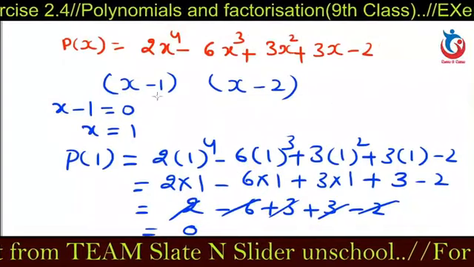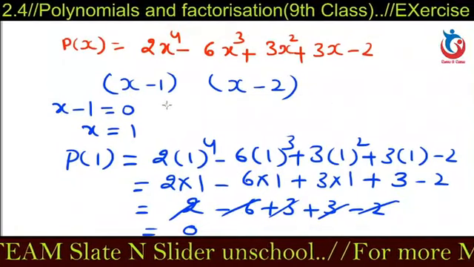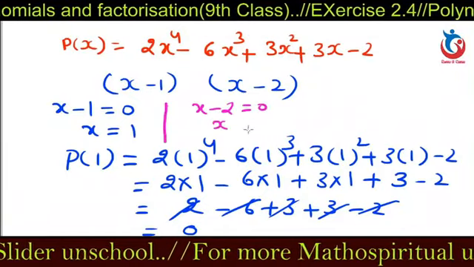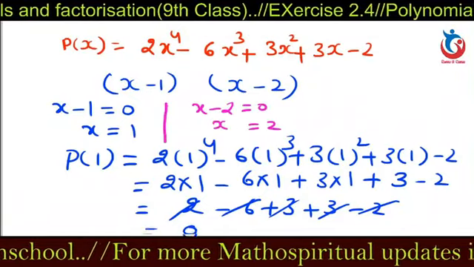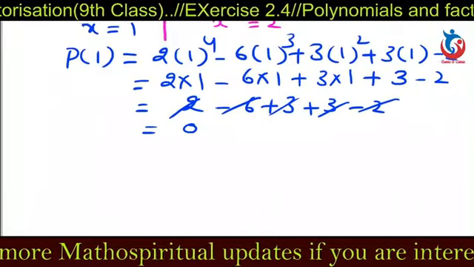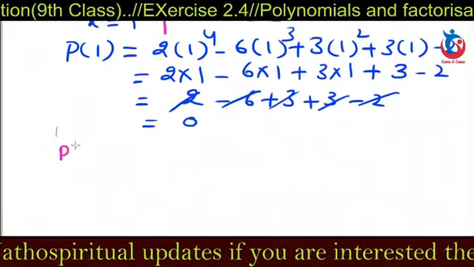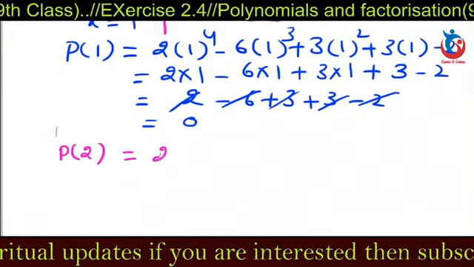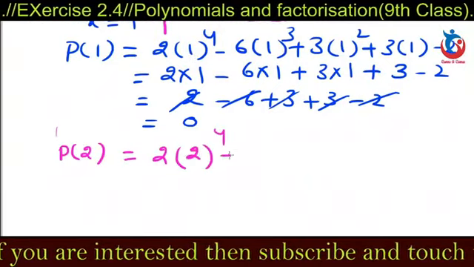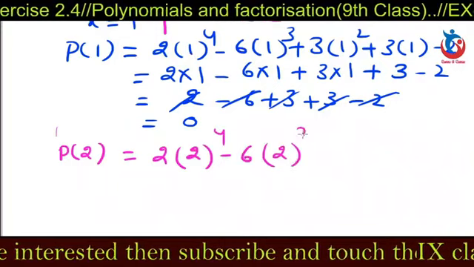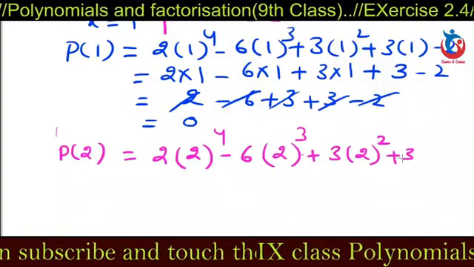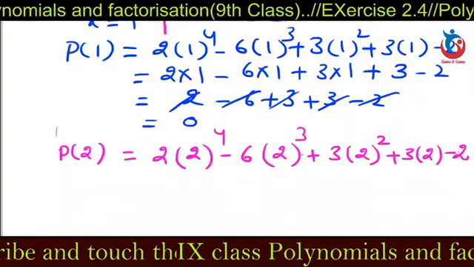And again take this x minus 2. For this x minus 2 also, here only we can find the zeros. Here itself, x minus 2 is equal to 0. So x is equal to 2. Substitute, p of 2 is equal to 2 into 2 power 4 minus 6 into 2 cube plus 3 into 2 square plus 3 into 2 minus 2.